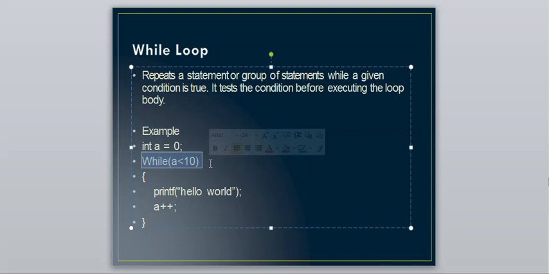It will run the same process again and again until the value of a becomes 10. If it becomes 10, 10 is less than 10, the condition becomes false and it will come out of the body of the loop.